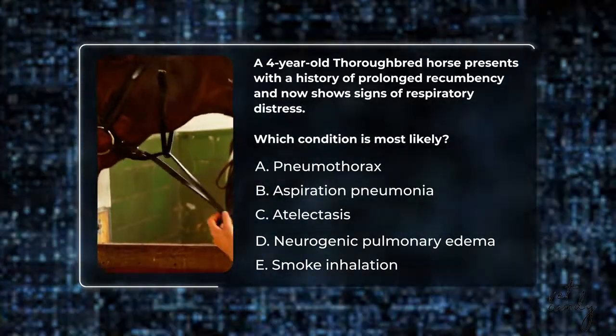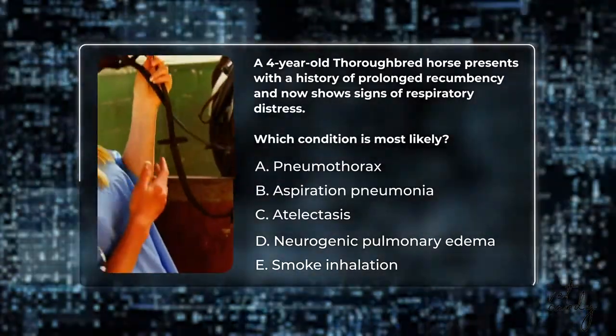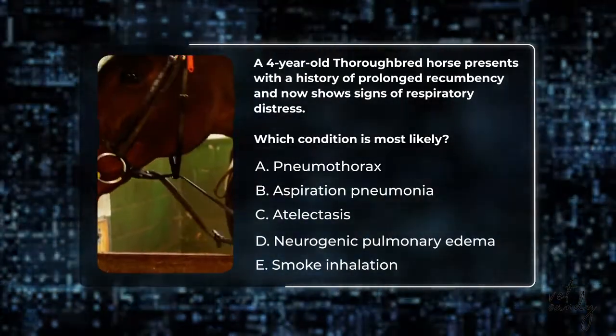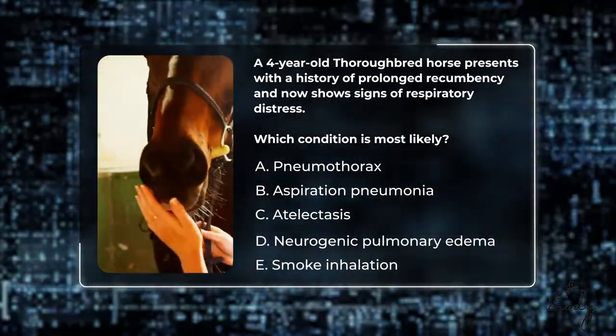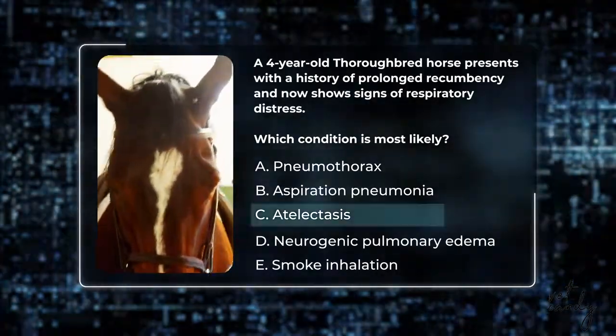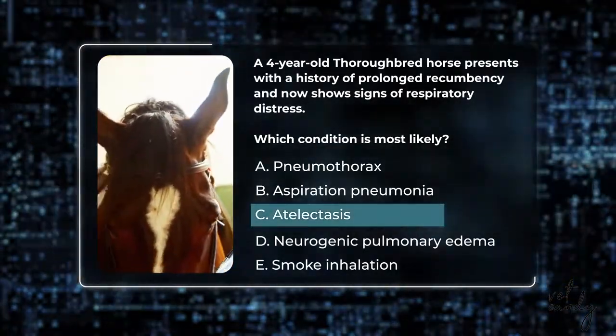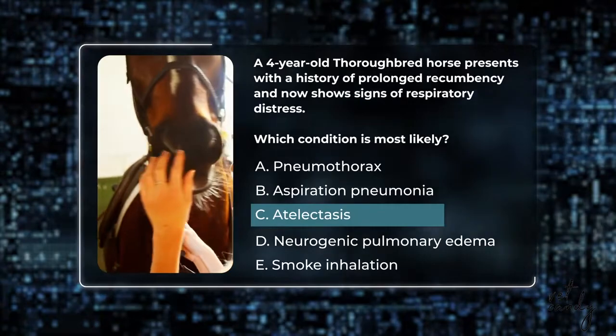Take a moment now to think about what answer you'd like to choose and put it in the chat box below. The correct answer is C, atelectasis, collapse of alveoli due to prolonged recumbency. Collapse of alveoli due to prolonged recumbency can lead to decreased pulmonary ventilation and subsequent alveolar collapse, or atelectasis.